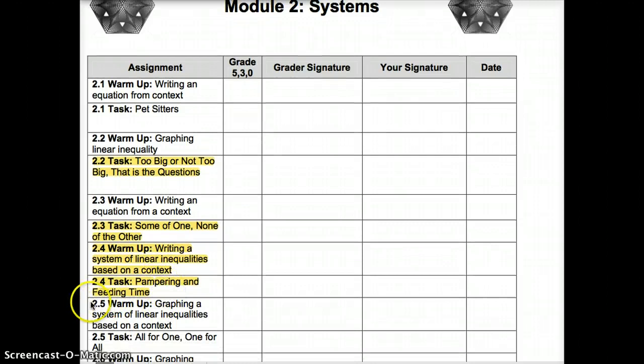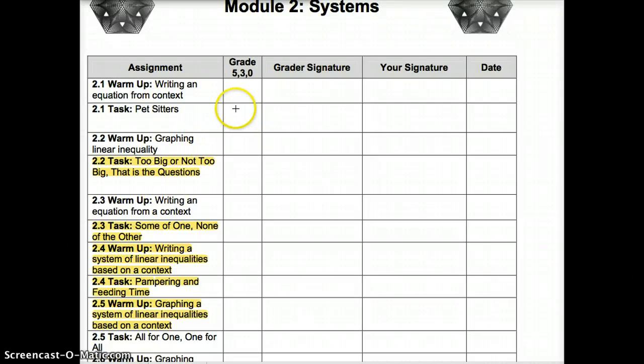And you're going to be grading the 2.5 warm-up, graphing a system of linear inequalities based on a context. You're going to be grading all of these things right now, okay? You should already have the 2.3 warm-up, 2.2 warm-up, 2.1 task, and 2.1 warm-up graded. If you don't have those graded, then you'll need to grade those with your partner right now as well.